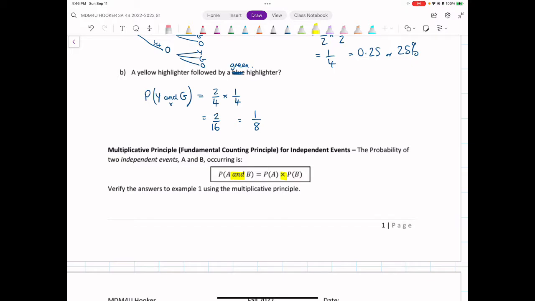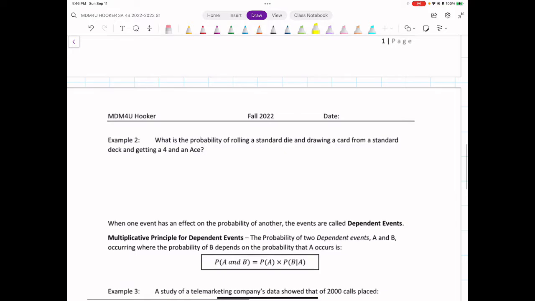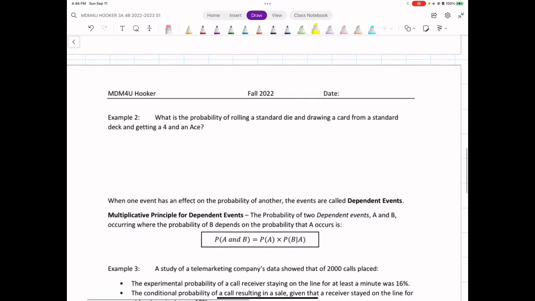Okay. So example 2. What is the probability of rolling a standard die and drawing a card from a standard deck and getting a 4 and an ace? So we're going to roll a die and then draw a card from a deck. Hopefully you would agree that these are independent events because they have no influence on each other. So let's see.